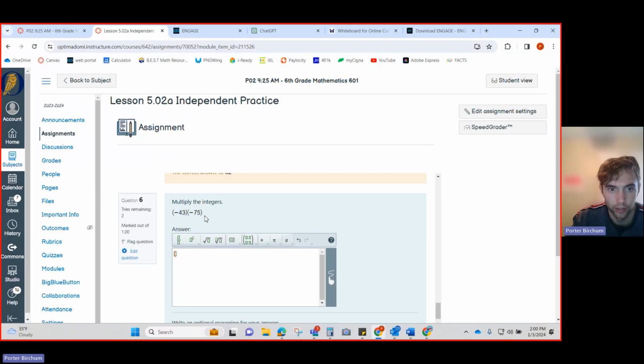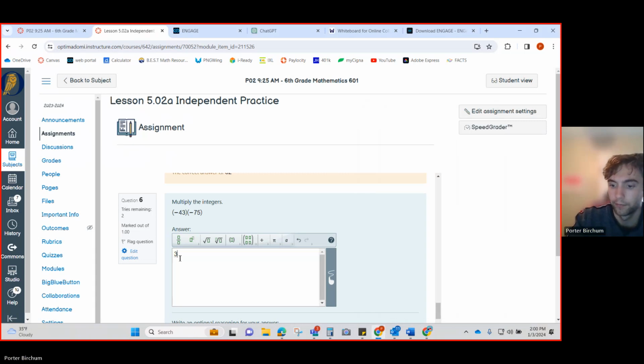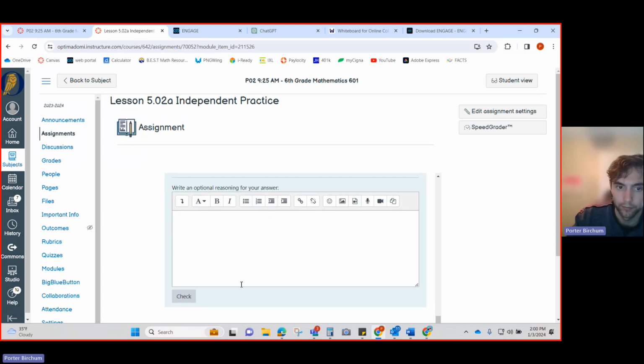Yeah, question 6. So how many negatives do I have? I have two negatives, a negative times a negative. So my answer will be a positive number. Now let's use this calculator to see what positive number negative 43 times negative 75 makes. Negative 75, 3225. A negative times a negative is a positive.